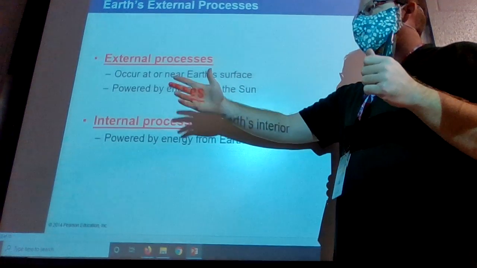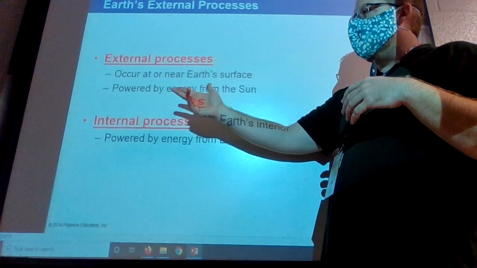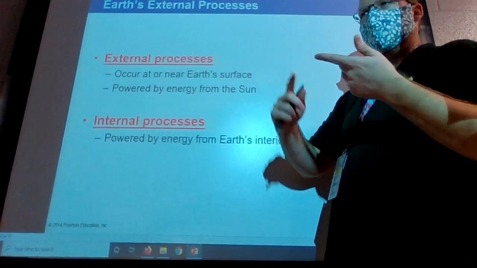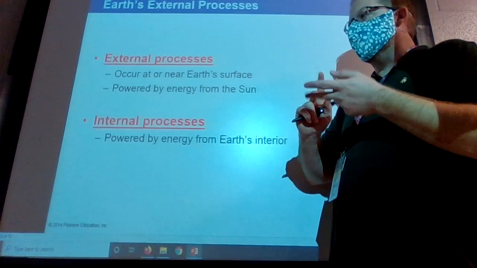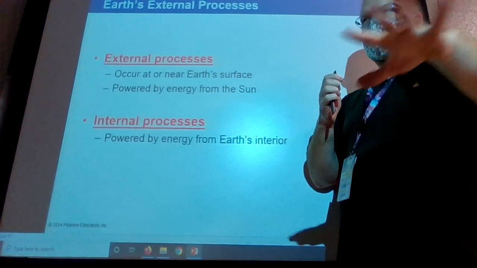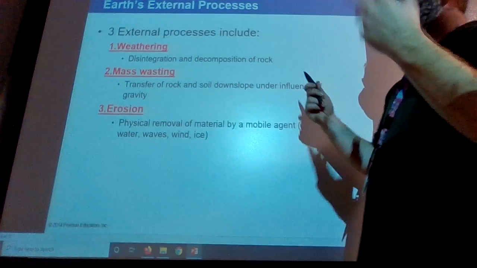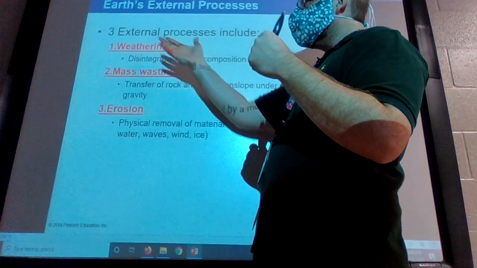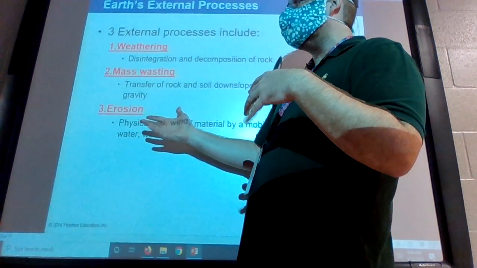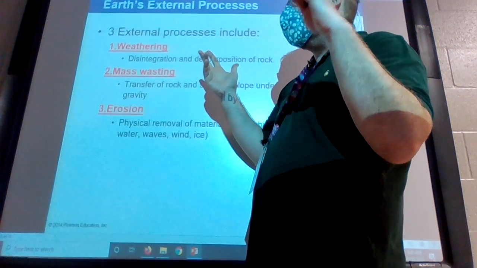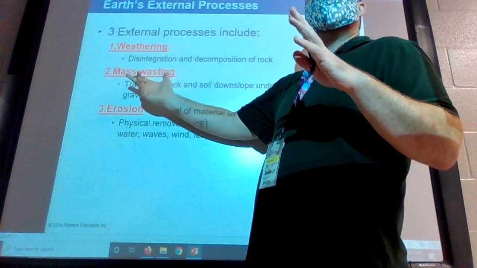External processes occur at the Earth's surface, powered by energy from the sun, usually. And so that's going to be your wind, your currents in the ocean. When we talk about gravity, though, that's not necessarily powered by the energy from the sun. So just keep that in mind. Our three main external processes that we're going to be talking about: you're already familiar with weathering and erosion. We've talked about those quite a bit. Mass wasting is going to be the new one.